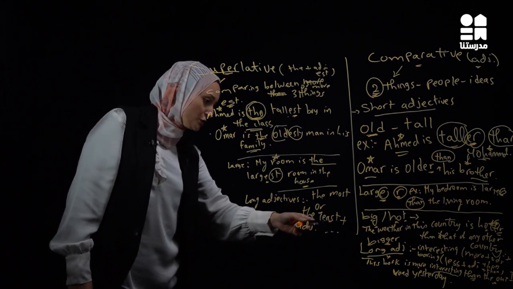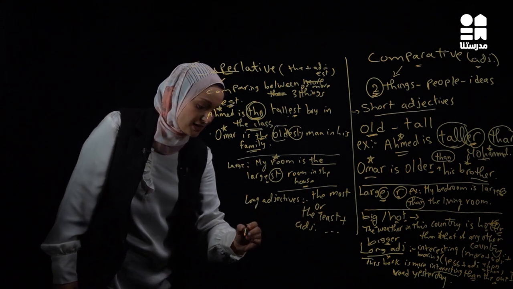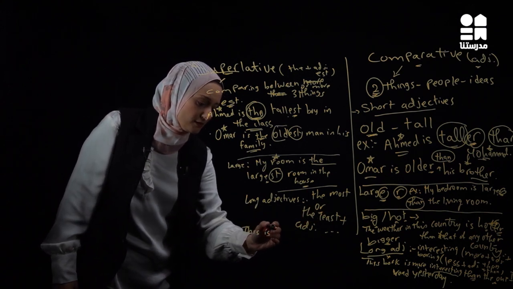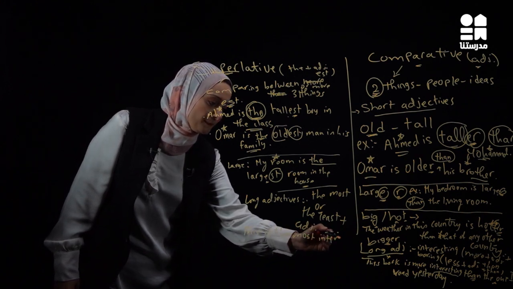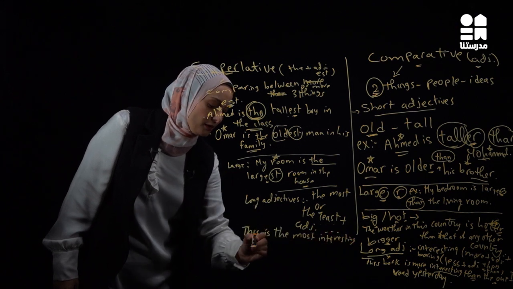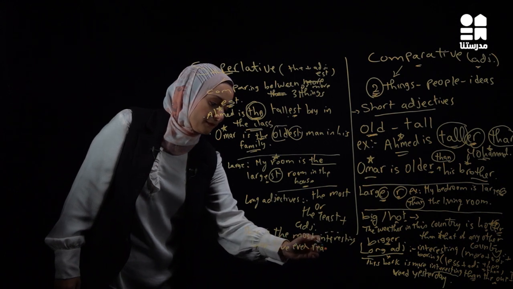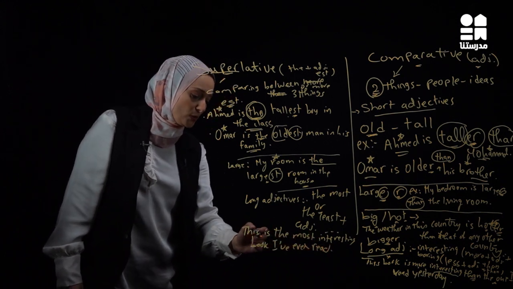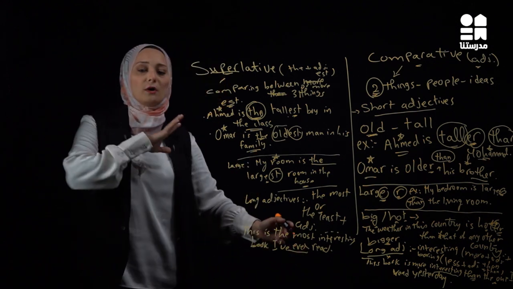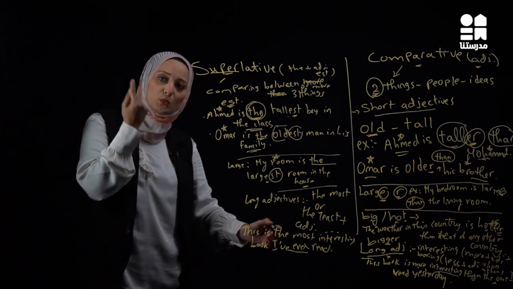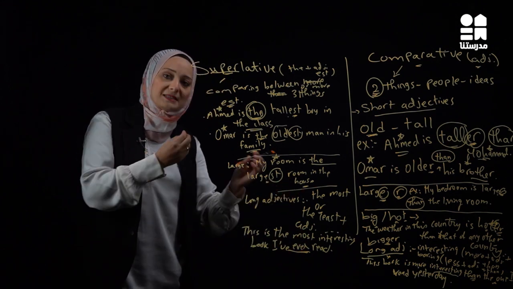Let's have an example. So the example here, this book is more interesting than the one I read yesterday. I can say this is the most interesting book I've ever read. I'm comparing between the book that I read, الكتاب اللي قريته, and all the other books, لأن هنا I've ever read اللي قريتهم في حياتي كلهم. So I'm comparing between this book and all the other books. And ever read or ever watched, this is a clue to the superlative.